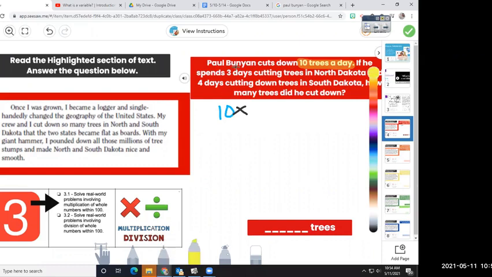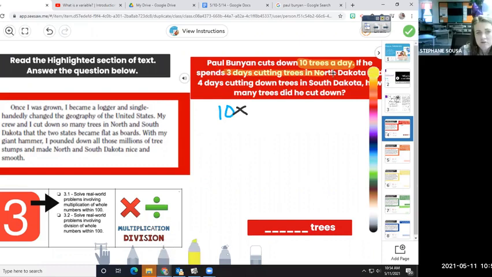If he spends 3 days cutting down trees in North Dakota and 4 days cutting down trees in South Dakota, how many trees did he cut down? So we're looking for the total number of trees. How many trees in all did he cut down?